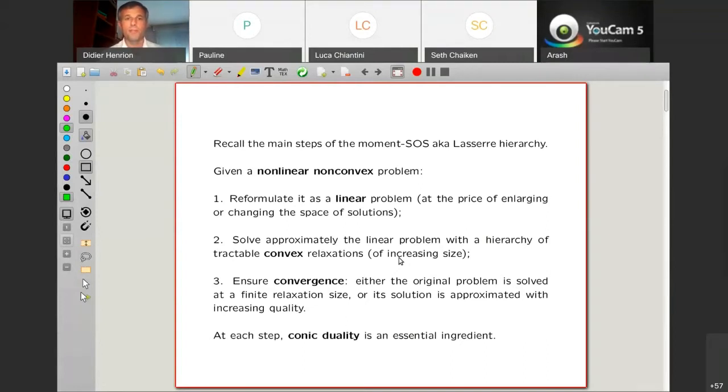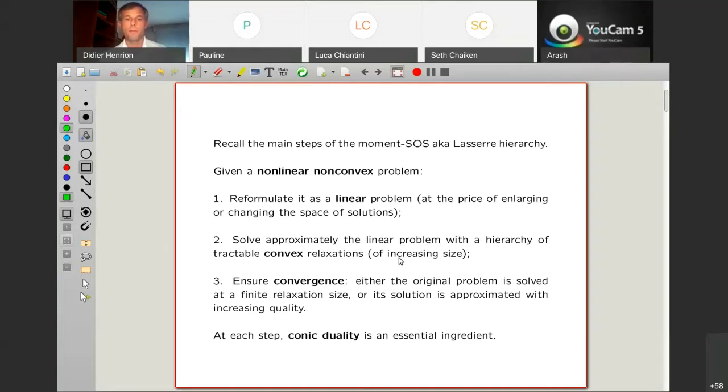First, we reformulate this nonlinear problem as a linear problem at the price of enlarging or changing the space of solutions. The second step consists of solving approximately the linear problem, which is generally infinite dimensional, with a hierarchy of tractable convex relaxations of increasing size. Typically, the convex relaxations rely on linear programming, quadratic programming, or more generally, semi-definite programming.